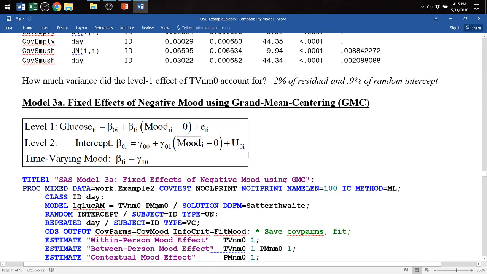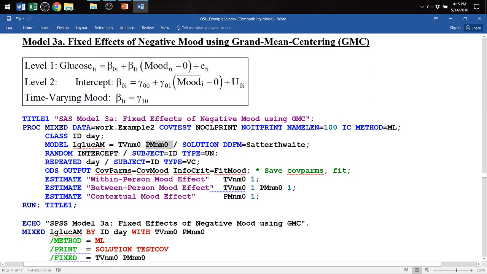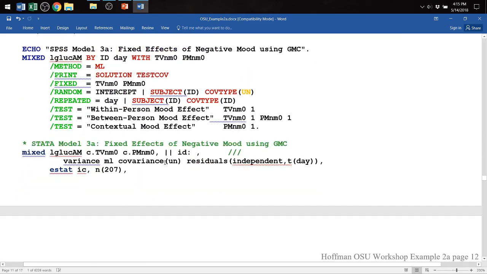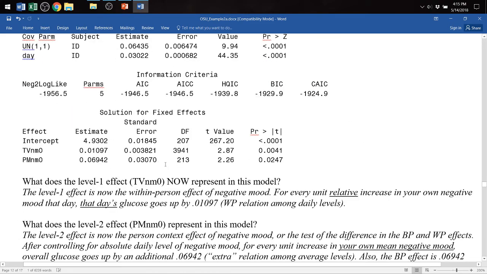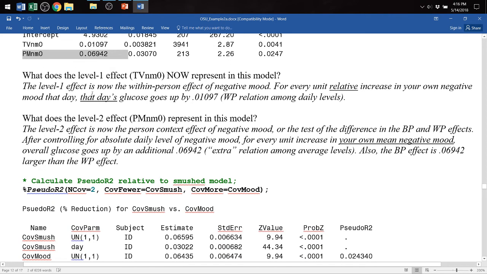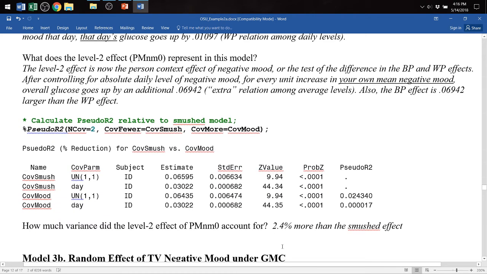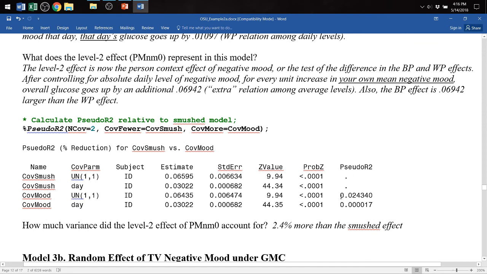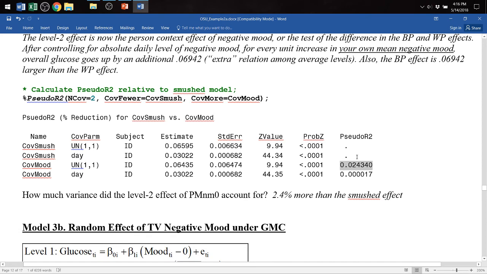But here's how you fix it. Just put the person mean in. If you want to use grand mean centering at level 1, fine. But the person mean then gives you the contextual effect. So after you put the person mean in, there's my 0.07 that picks up the difference. And adding that person mean contextual effect brought my total R square up, or excuse me, my pseudo R square for the random intercept up another 2 point whatever percent and got it back up to where it's supposed to be.